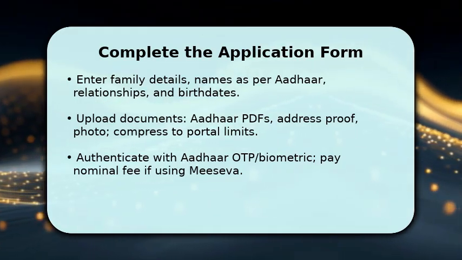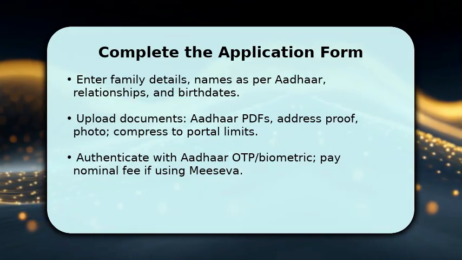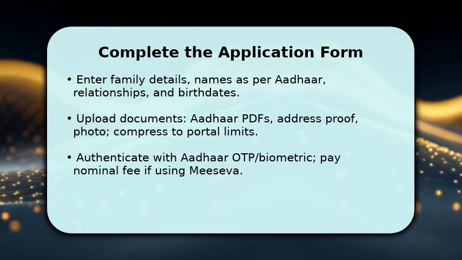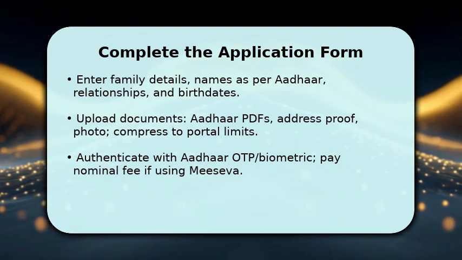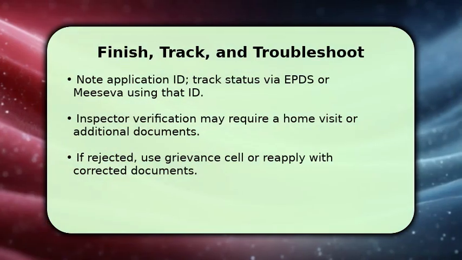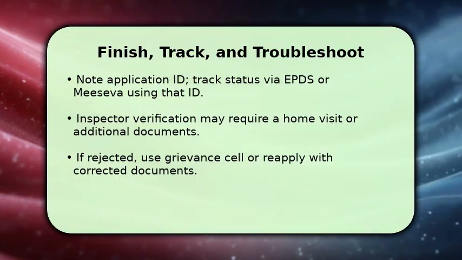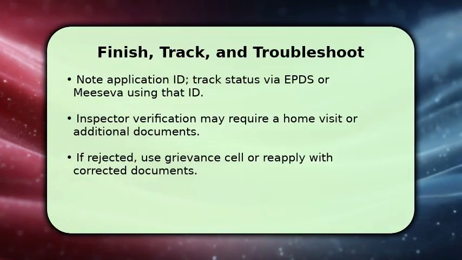If you applied at MiSeva, pay the small service fee and get the application reference number. Make a note of it for tracking. You finish by saving the application ID and immediate acknowledgement. Use this ID to track progress on the EPS portal or at the MiSeva counter.